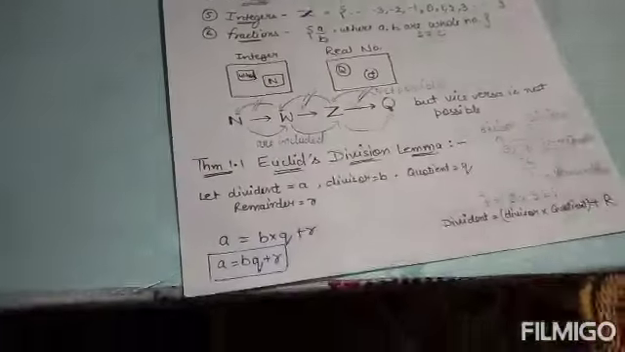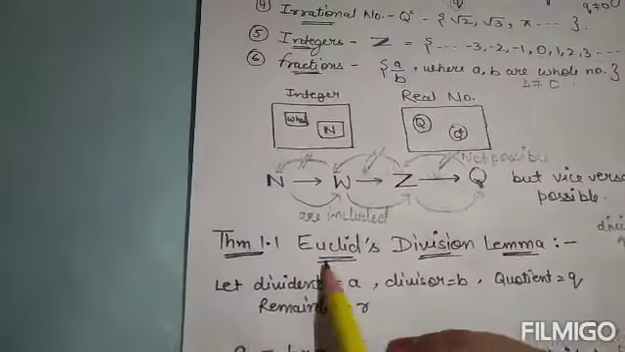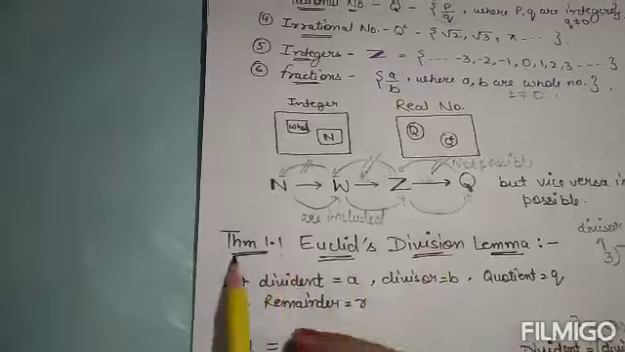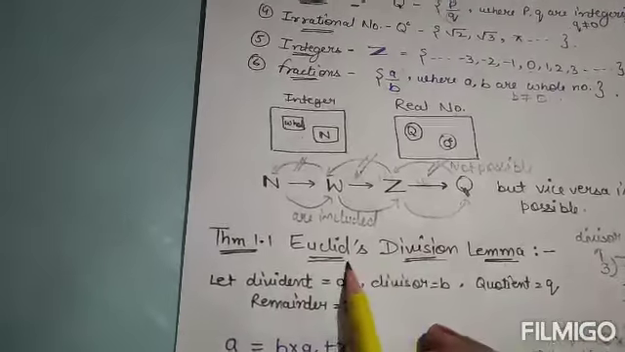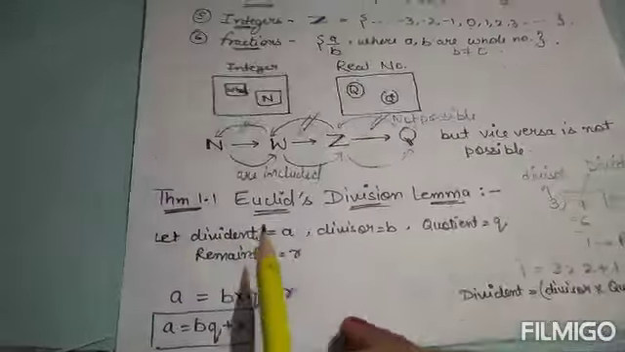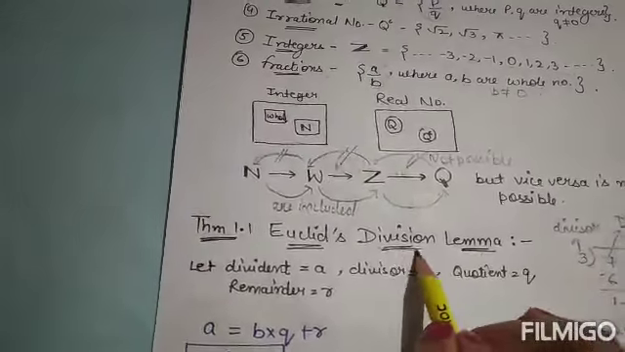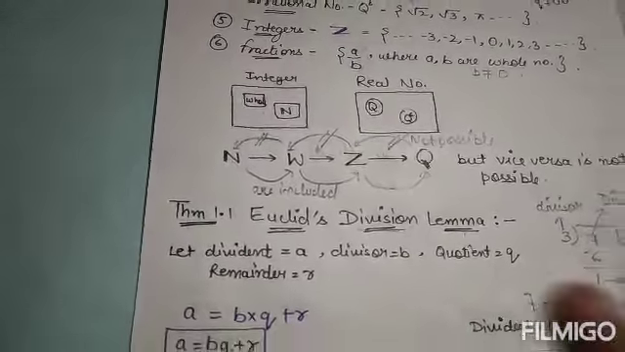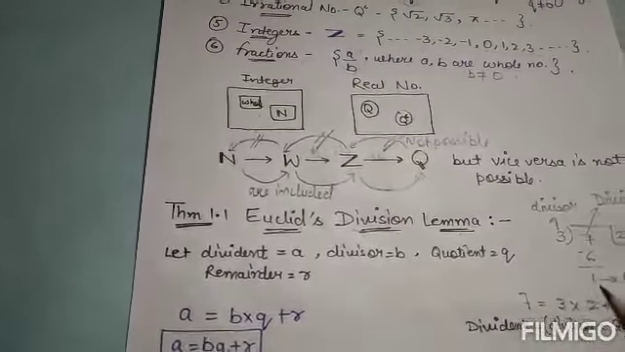Now we talk about the most important theorem of this chapter, that is Euclid's division lemma. It is theorem 1.1 in your books. What is Euclid's division lemma? From division, we got to know that we have to divide. But what is a lemma? What is a lemma?